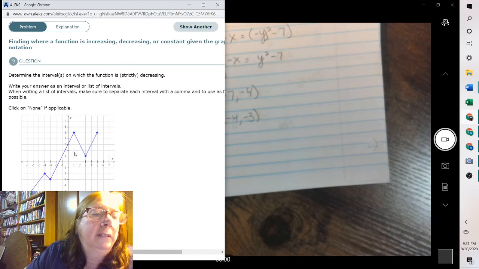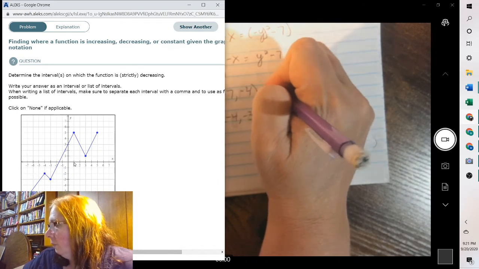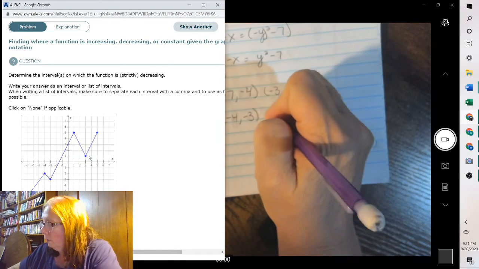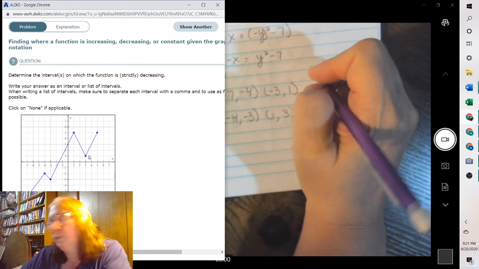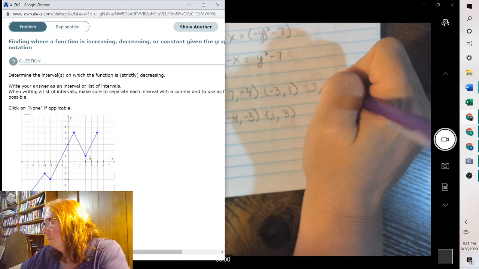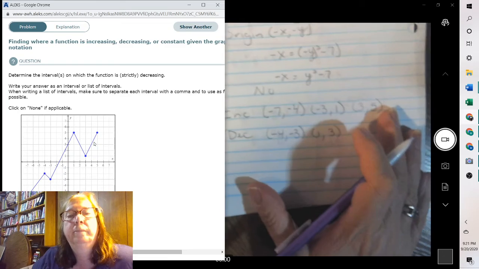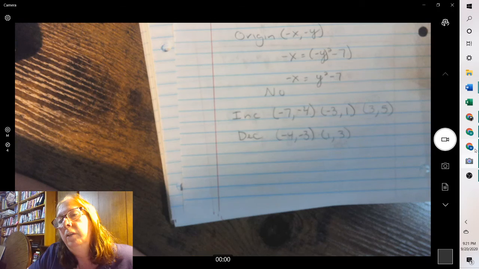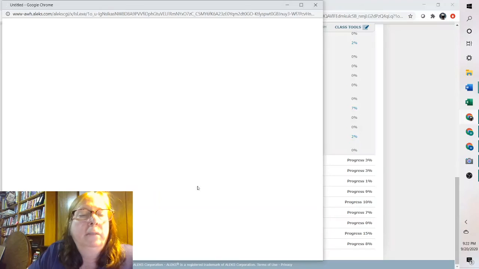It increases until 1. And make sure you're using your x values. So negative 3 to 1. And then from 1 until 3, it decreases. And lastly, from 3 until 5, it increases. And so you're just rewriting them in interval notation. And finding max and mins.